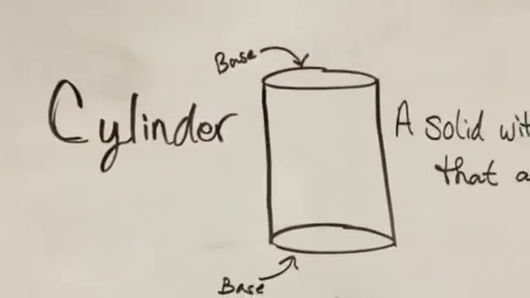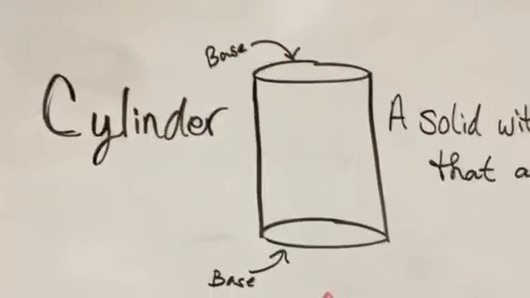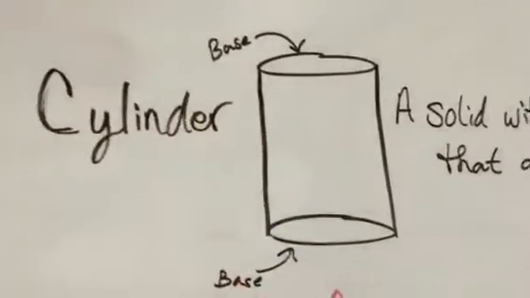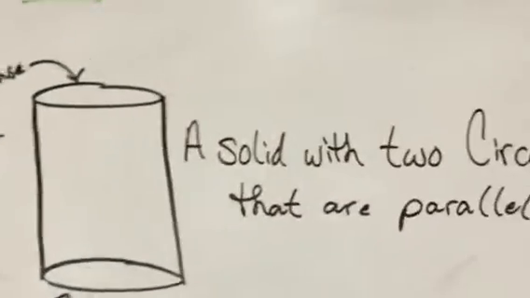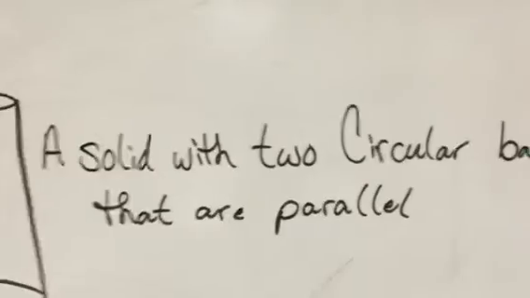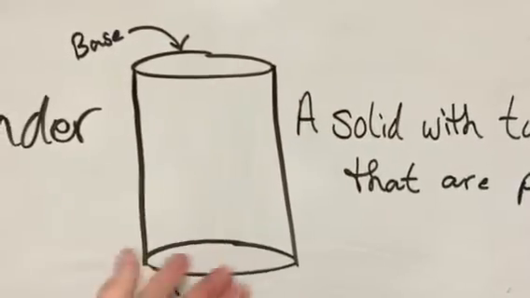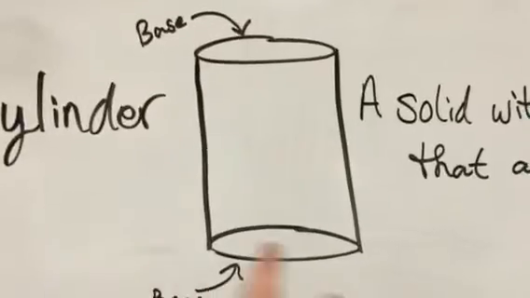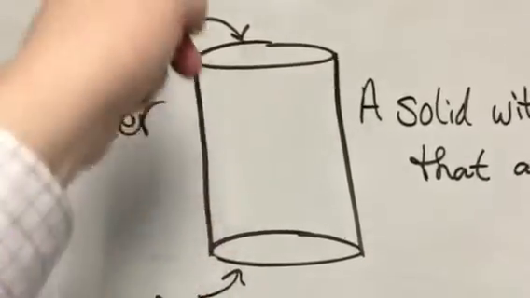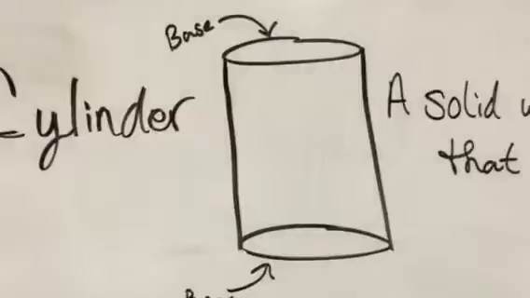A cylinder. Cylinder looks like that. You have a base on the top and a base on the bottom. It's a solid with two circular bases that are parallel. So again, this circular base goes horizontal like this. It will never touch this base over here.